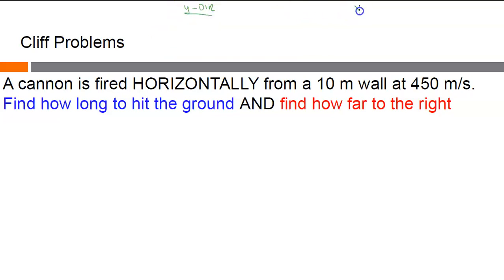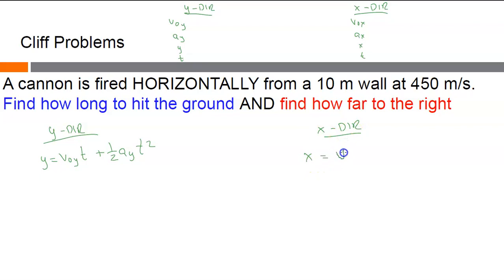And there's lots of ways to do this. If you like the picture and you want to draw it in a little picture, that's fine. If you want to make the list, that's fine. But the variables I'm interested in would be v naught y, a sub y, y, t. And then over here, I'm interested in v naught x, a sub x, x, and t. All right? In both cases, I'm trying to use the displacement formula. So in my y direction, the displacement formula looks like this. And in the x direction, the formula looks like this.